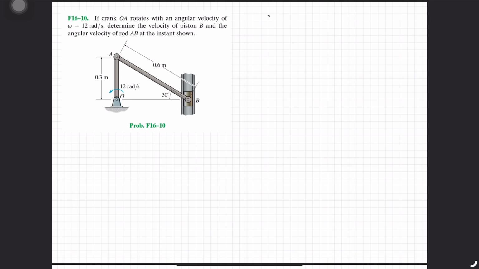So we know this information, and we will start writing down the given facts. Omega OA is equal to 12 radian per second in the anticlockwise direction, and VB is what we need to find, and also omega AB. We will start with vector analysis. So we know the omega OA value, so we will be able to find the VA value here.